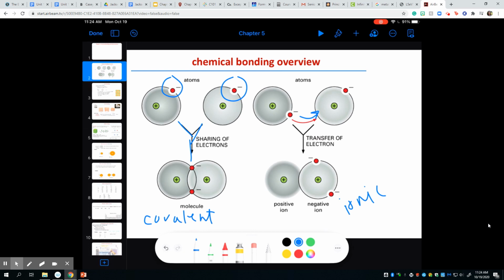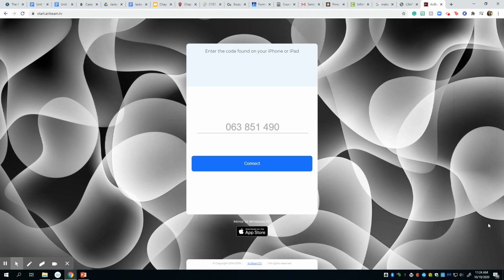You're good. All right? So that is basically how it works, and you guys know, I'm sure, that there are exceptions to every rule. But when we are talking about ionic and covalent bonding, ionic is definitely the transfer of the electrons.